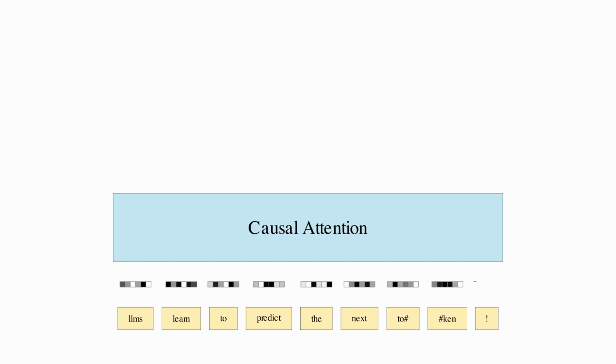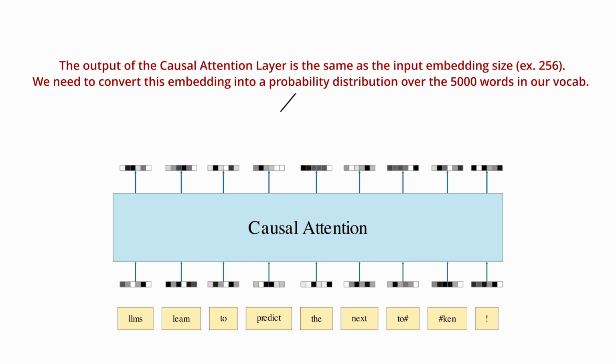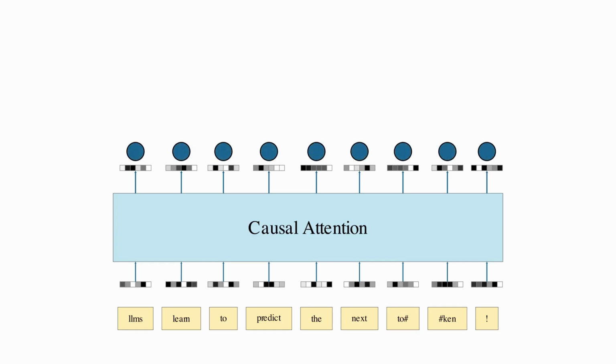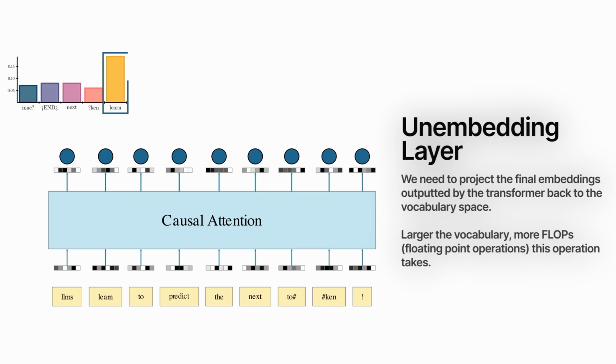During the forward pass through the transformer, each causal attention layer will output a 256 dimensional context vector for each token. At the end of the network, however, we want to project the output back to the vocabulary space because we want the network to predict the final tokens, right? So the last layer of the network therefore will consist of something called an unembedding layer that maps this 256 dimensional dense representation back to a 5000 dimensional probability distribution.